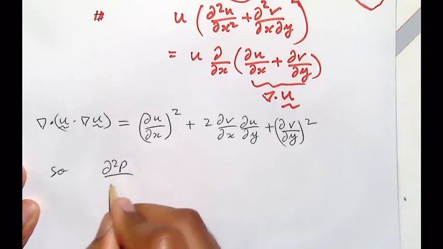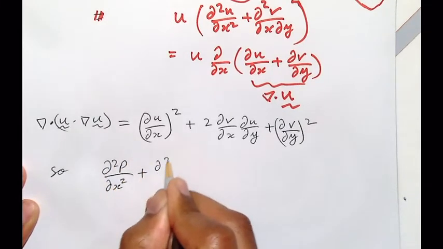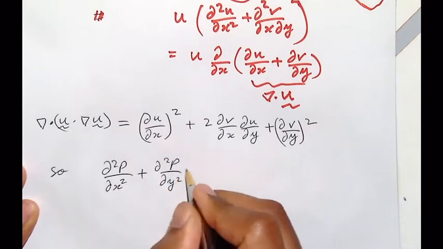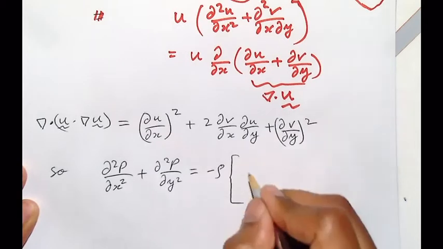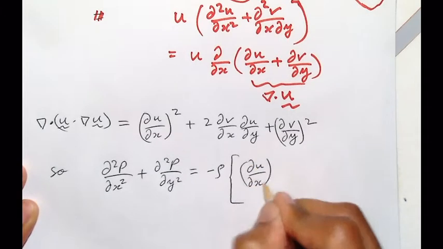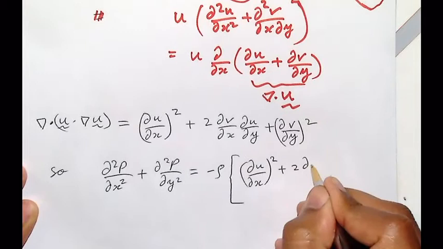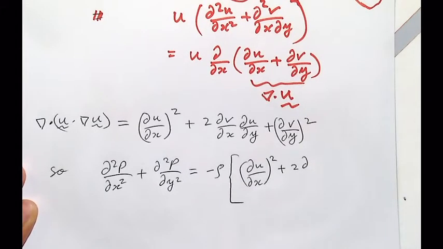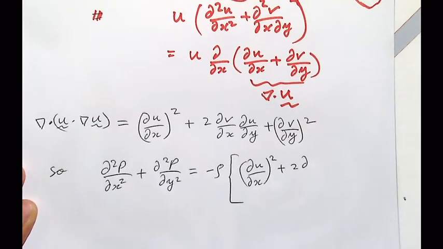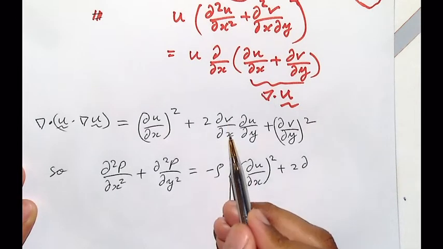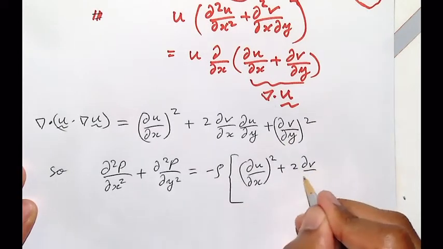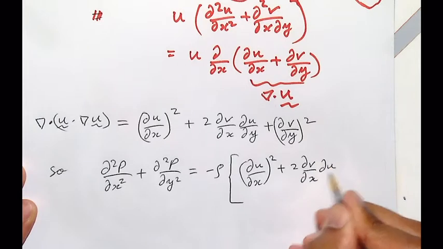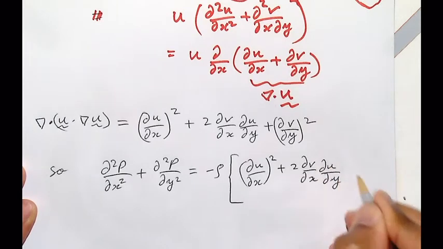del 2p over del x squared plus del 2p over del y squared equals minus rho times this whole thing, del u over del x whole squared. So we can simplify it, I think. Partial u over partial x plus partial v partial y all squared, right? No, see, this is a v and x, this is a v and y. Oh, sorry. So yeah, I wish we could, but we cannot.